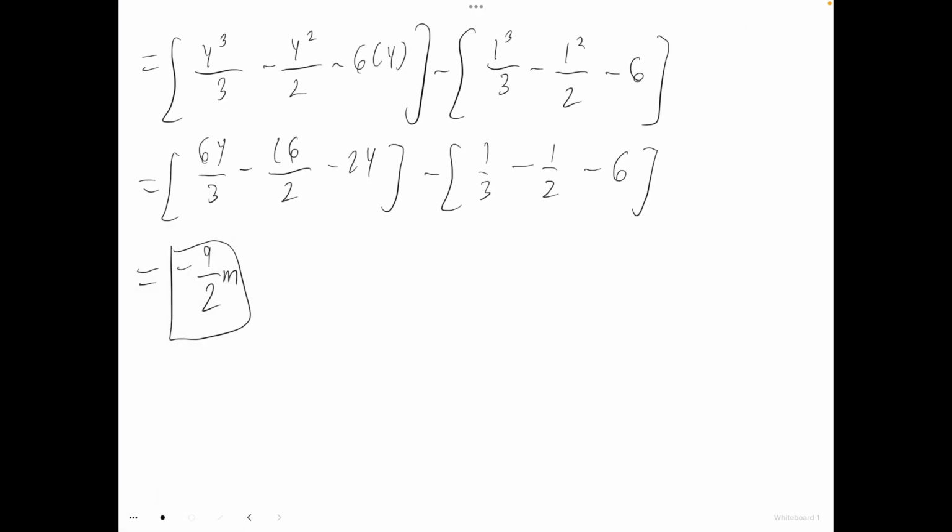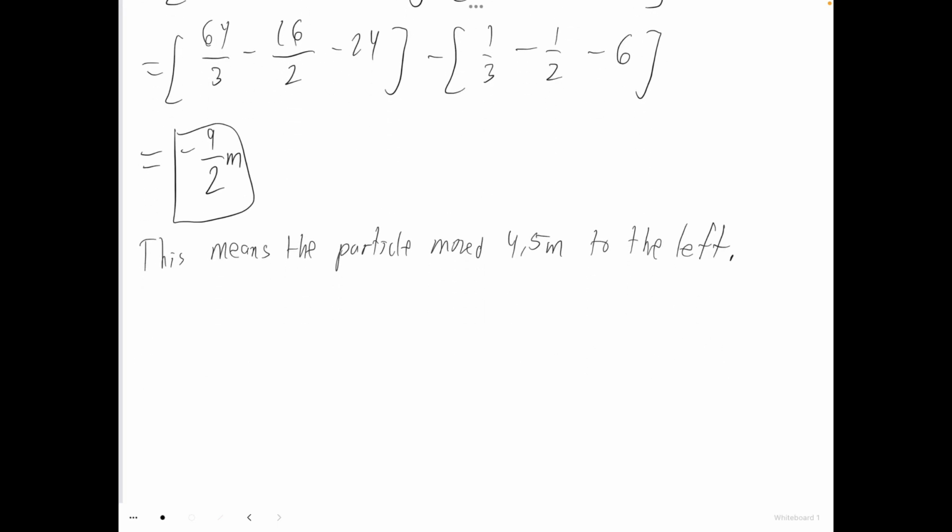So now what this tells us is we got a negative number out. So this means the particle moved 4.5 meters to the left. Okay, so that was its overall change.